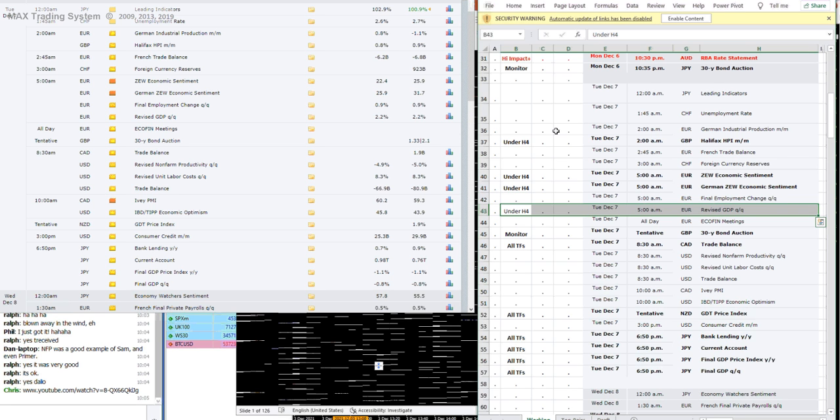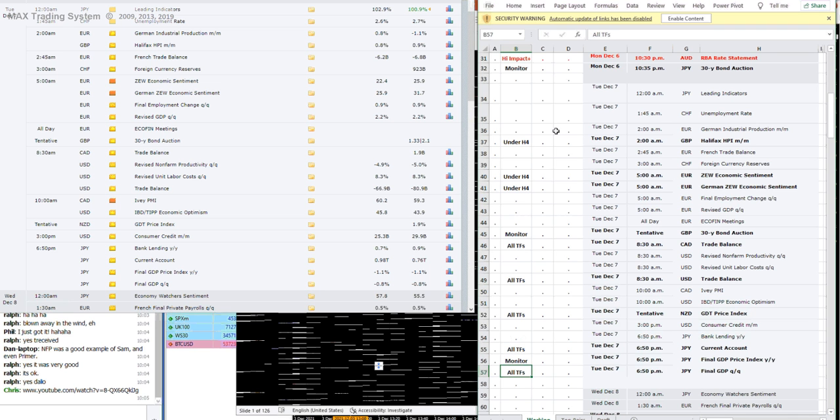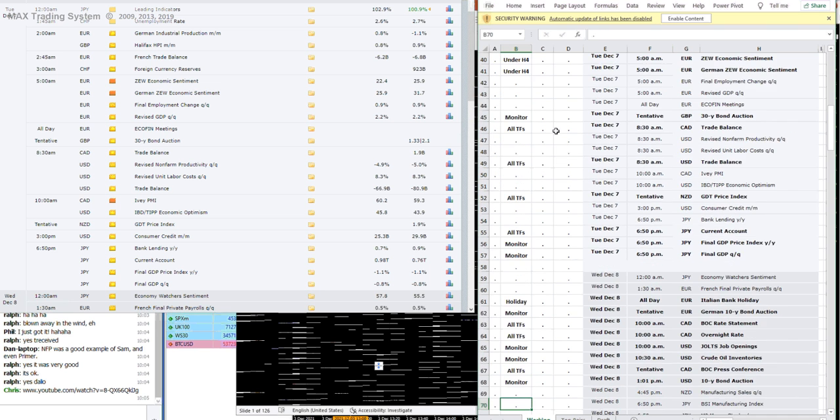We will have the card trade balance, all time frames. Then the US dollar trade balance, also all time frames. Then we will have the tentative Kiwi GDP price index, all time frames. And the yen current account, all time frames. And I will monitor also the yen, the two final GDP. So simply monitor.